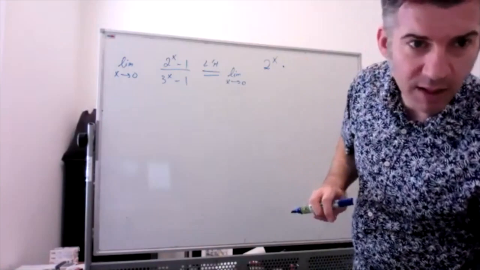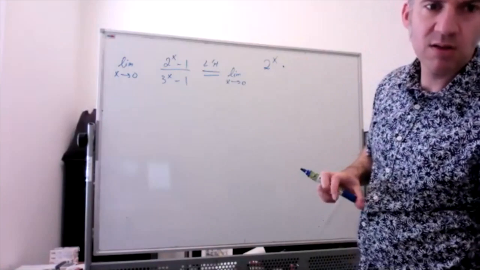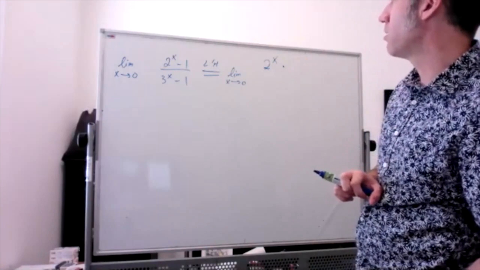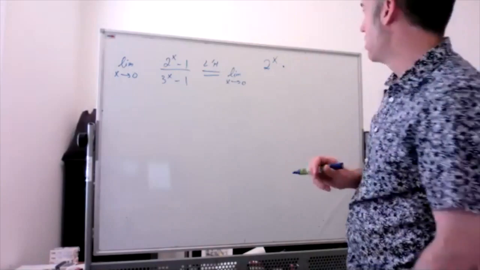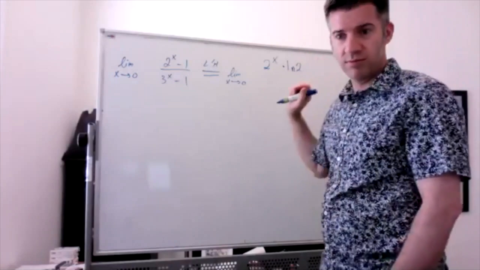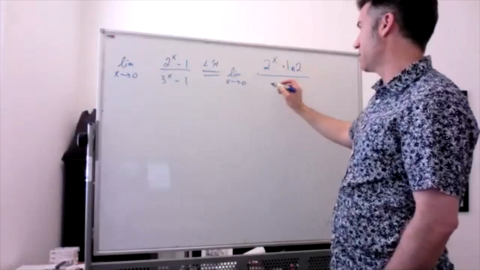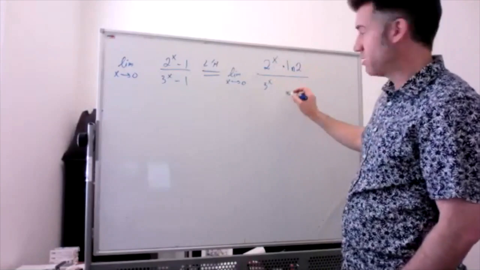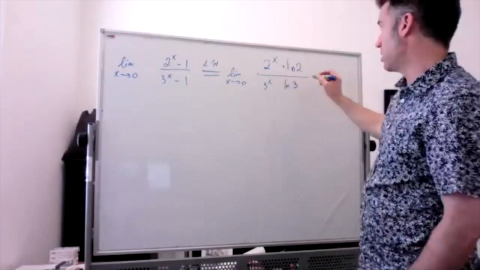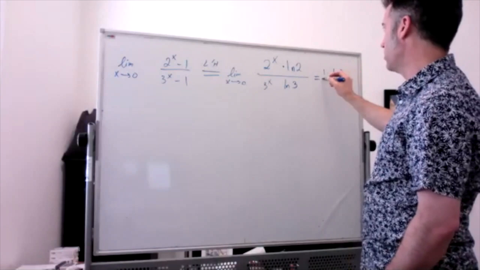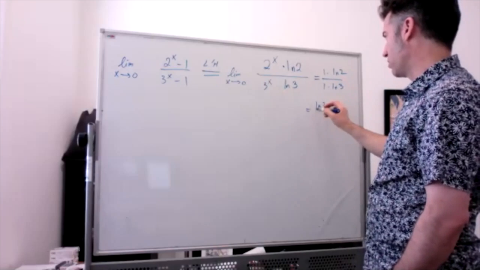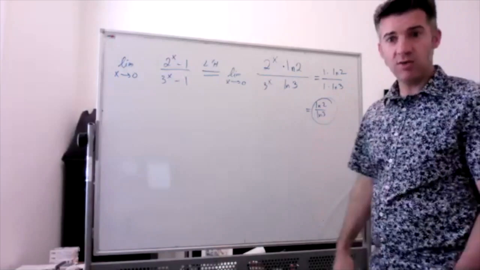Oh, sorry. I meant that this problem should be... is that gonna work out all right? Oh yeah, it's gonna work out fine. Okay. 2 to the x times natural log of 2. And the derivative of 3 to the x is 3 to the x times natural log of 3. And then we can plug in 0 and get 2 to the 0 times natural log of 2 over 3 to the 0 times natural log of 3. So we get natural log of 2 over natural log of 3. Interesting.